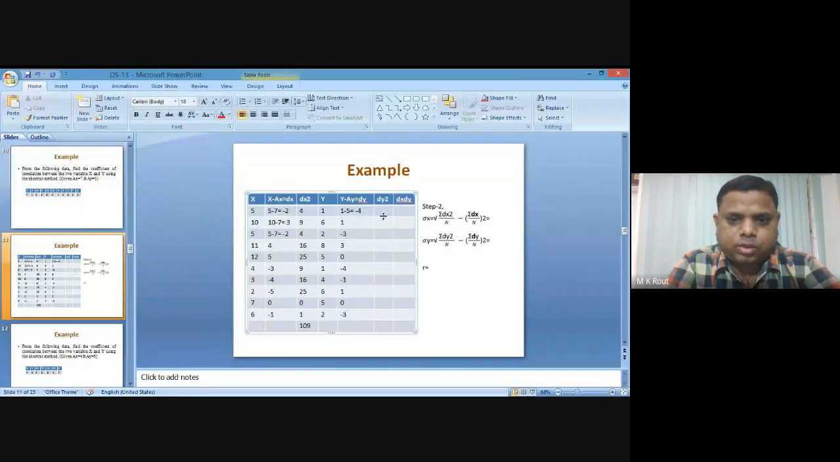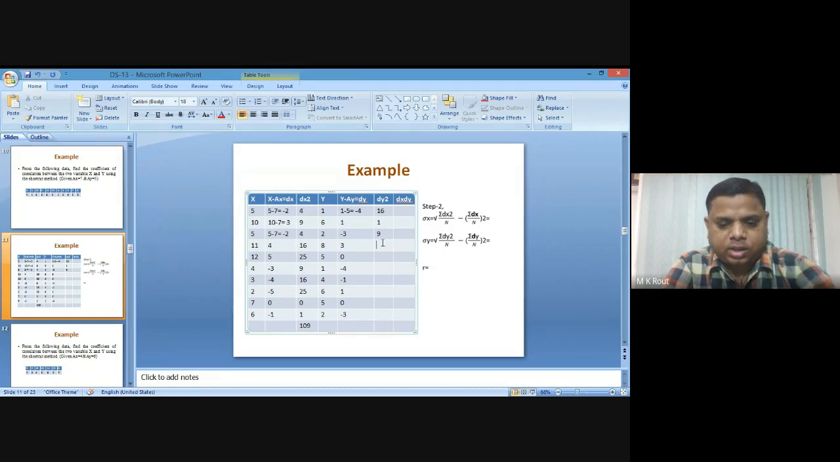If you go to the square, dy square, for the first row it is 16. For the second row, 1. Next is 9, again 9, then 0, then 16, then 1, again 1, again 0, and the last one is 9.